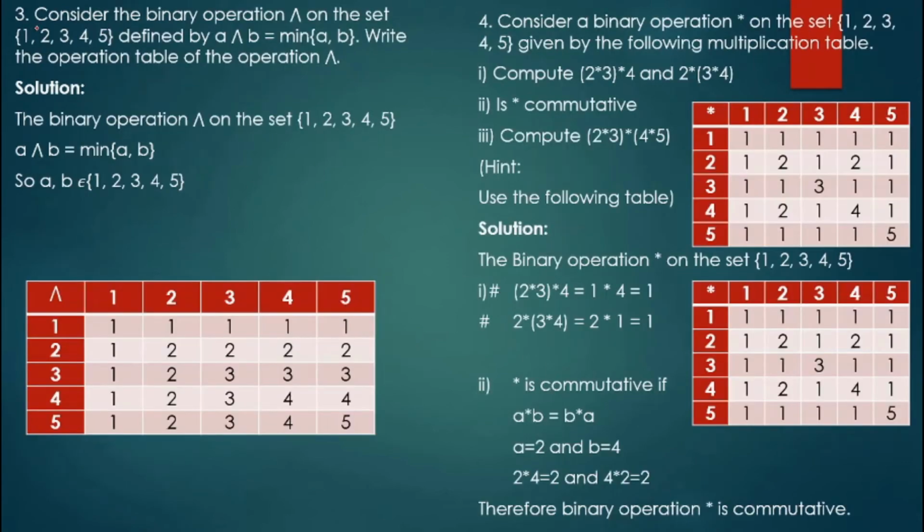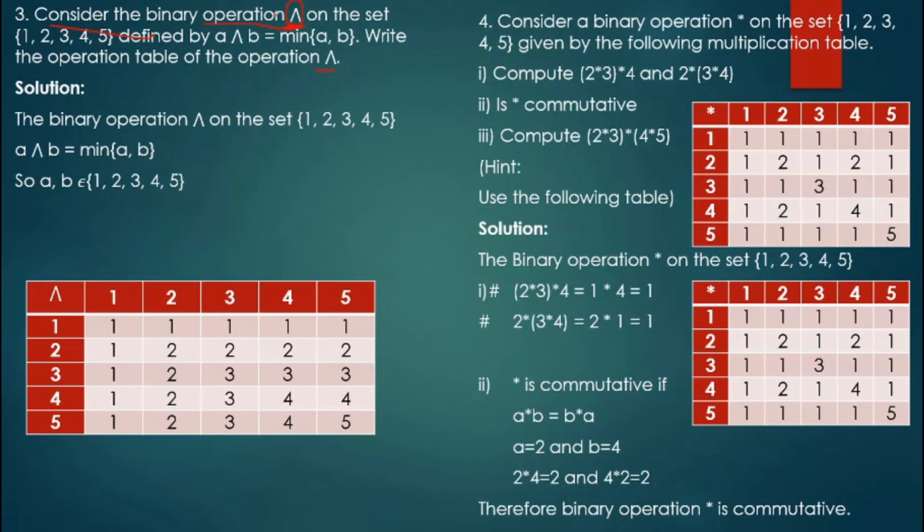Next we have third question. Consider the binary operation. What do you call this symbol? This is wedge. Okay, on. So now our binary operation is wedge. Otherwise in the previous question, we have noticed it is star. On the set {1, 2, 3, 4, 5}, defined by A wedge B equal to minimum of A and B. Write the operation table of operation wedge.